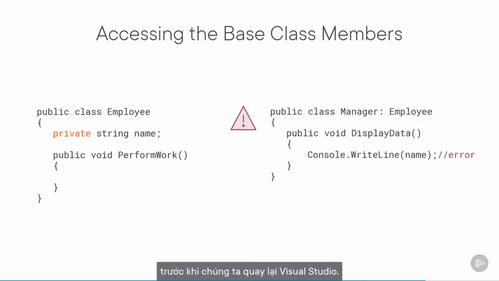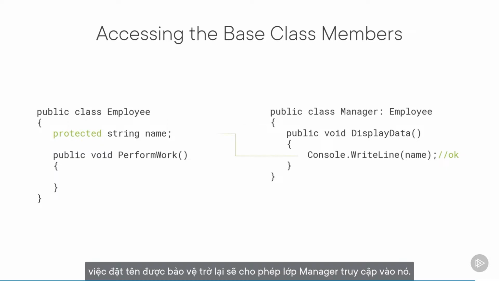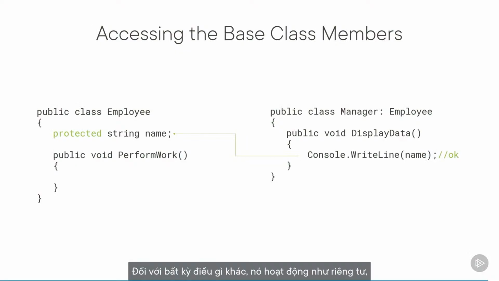Notice now that I have made name private on the employee. To access the name, protected again does allow the manager class to access it. Protected behaves like public for inheriting types. For anything else, it behaves like private, so the member will not be accessible.